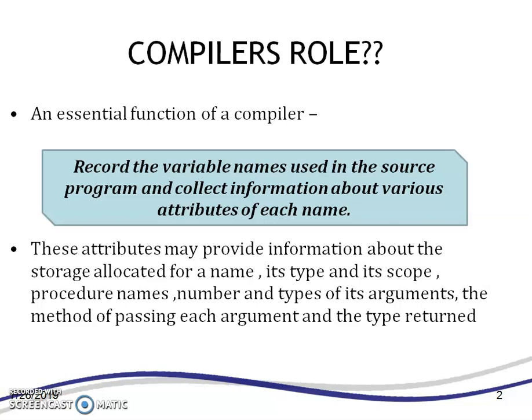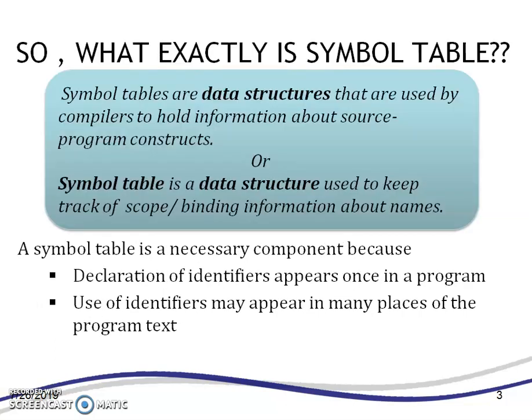One of the essential functions of a compiler is to record the variable names used in the source program and collect information about various attributes of each name. These attributes may provide information about the storage allocated for a name, its type and its scope, procedure name, number and types of its arguments, the method of passing each argument and the type returned.